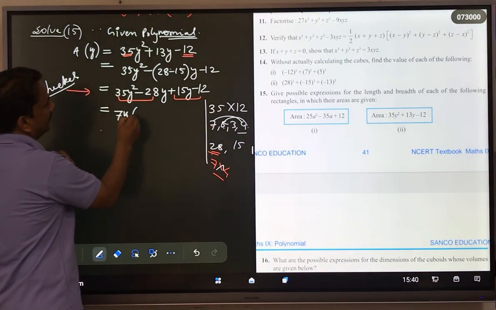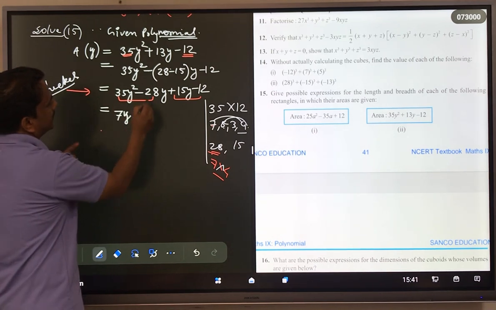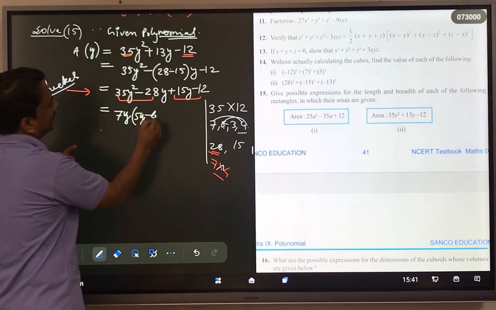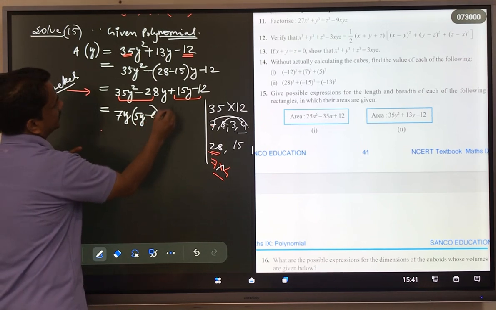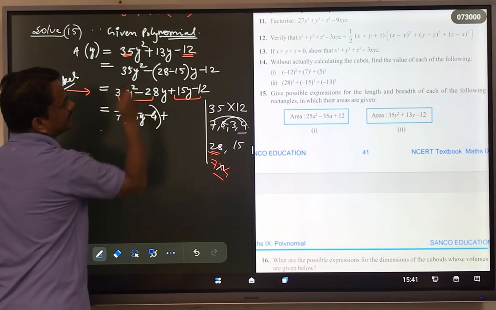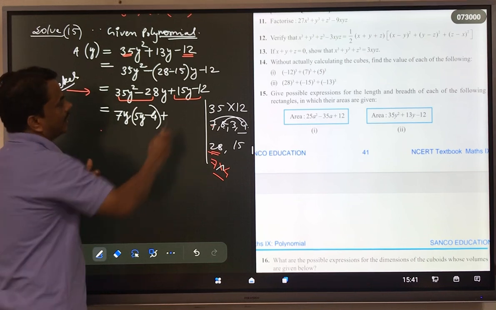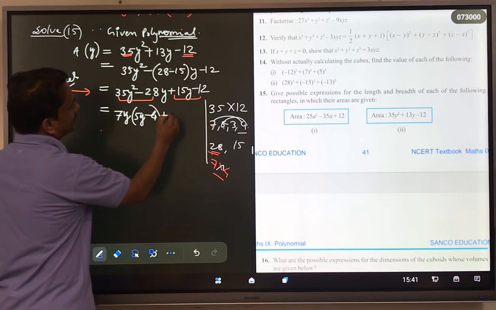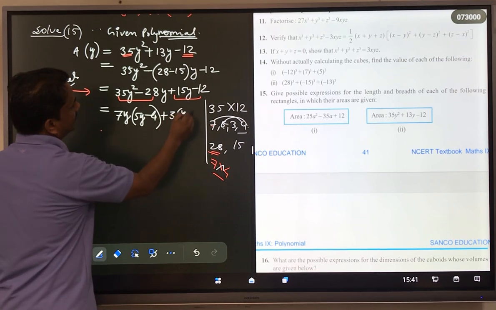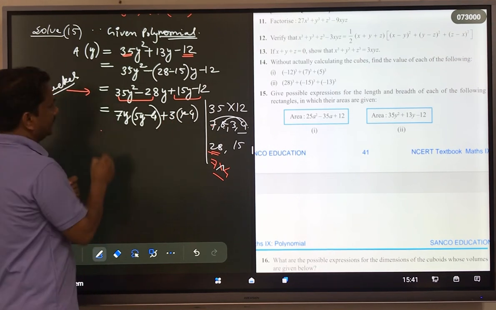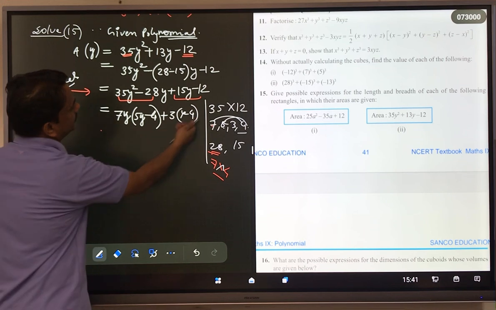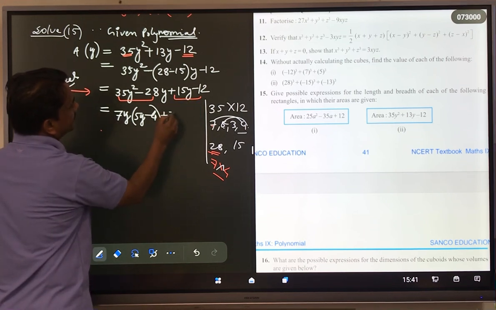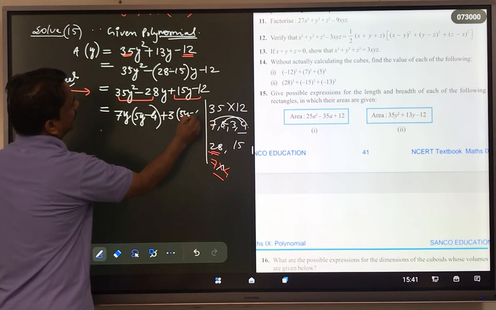What leaves here? 5y leaves here, and 5y minus what leaves here? 4. And here, plus, what is common in both? 15 is made up of 3 and 5, and 12 is made up of 3 and 4. So 3 is common. 3 is taken common, what leaves here? 5y minus 4.